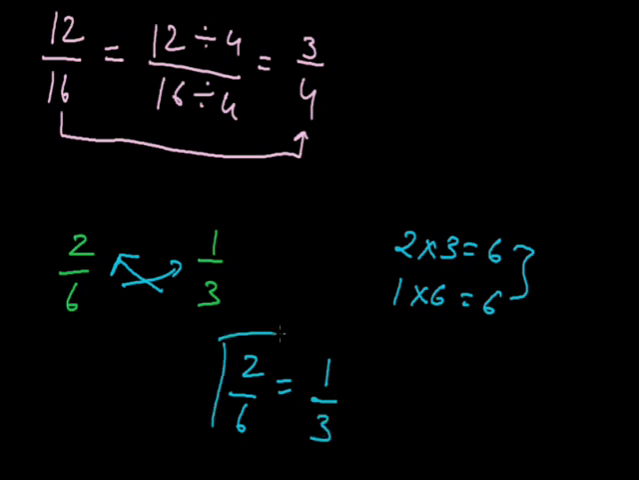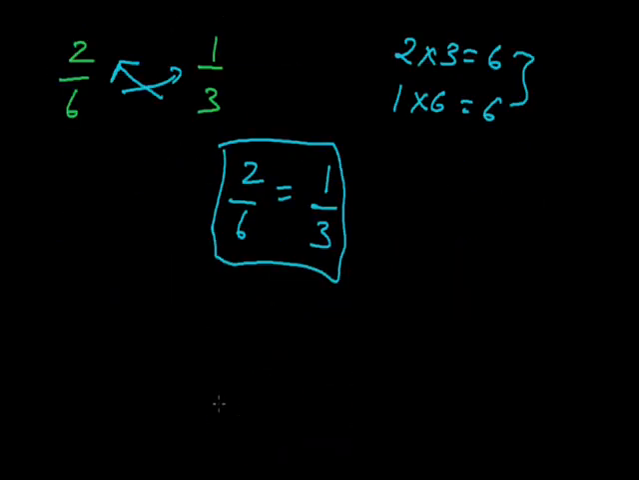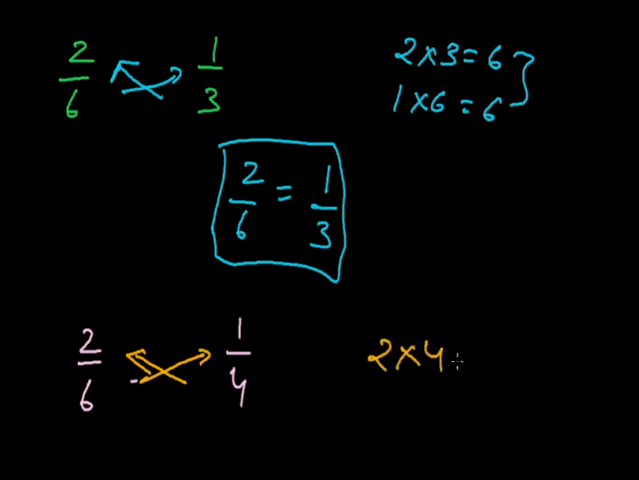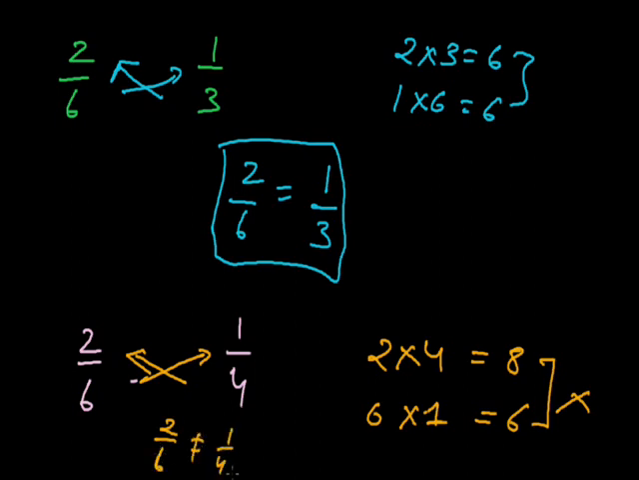Now if we are given 2 by 6 and another fraction 1 by 4, and we have to find whether these two are equivalent or not, again I will cross multiply them. That is 2 by 4 and 6 by 1. So I will get 2 into 4, which is equal to 8. Then 6 into 1 is equal to 6. Since these two numbers are not equal, these two fractions are not equivalent.